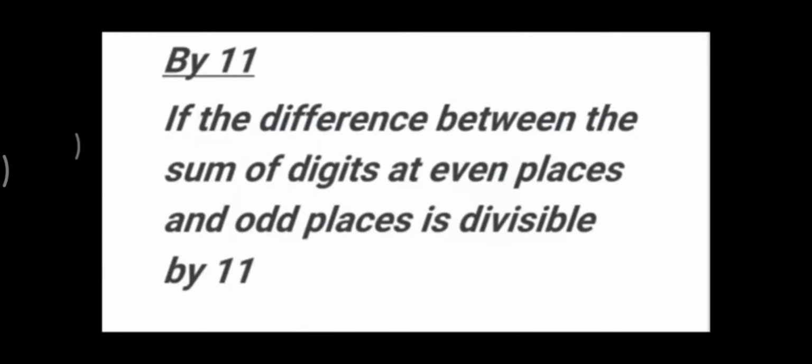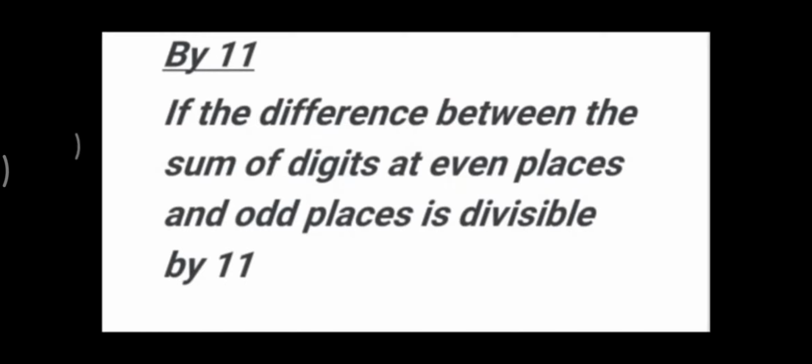Now this is divisibility of 11. If the difference between the sum of digits at even places and at odd places is divisible by 11, then the number is divisible by 11. अगर जो नंबर इवन प्लेसेस पे दिए हैं उनका सम और जो ऑड प्लेसेस पे दिए हैं उनका सम निकाल के अगर हम उनका डिफरेंस निकालते हैं, तो वो डिफरेंस अगर 0 आए या 11 से डिविजिबल कोई नंबर आए, जैसे 11 आए, 22 आए, 33 आए, तो जो नंबर होगा वो 11 से डिविजिबल होगा.